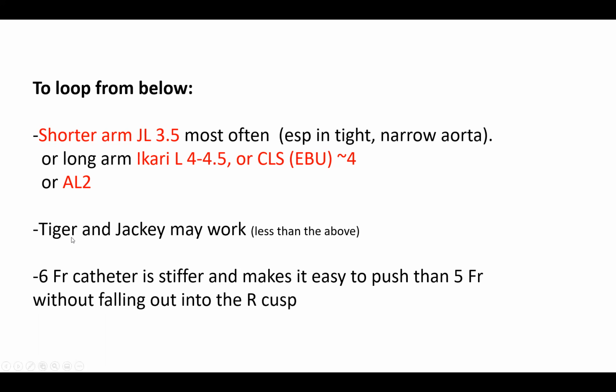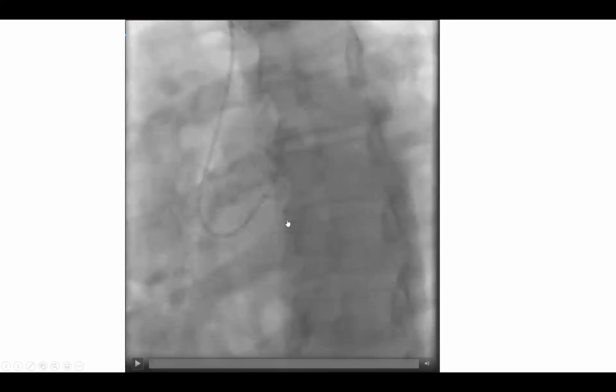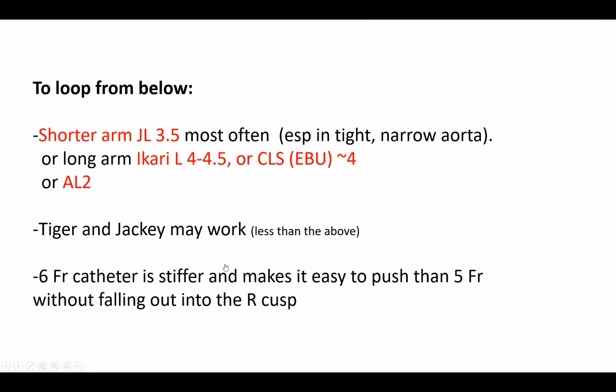You can also use Tiger and Jackie, but less successful than the above because of their longer 4-centimeter arm. Generally, looping from below is more successful with 6 French catheter because 6 French catheter is stiffer and makes it easy to push than 5 French, which is flimsier and tends to prolapse and fall onto the right cusp if you try to push it. If you're trying to push a 5 French catheter when it's on the left cusp, a lot of time as you're pushing it to loop, it may fall backward onto the right cusp. Okay.